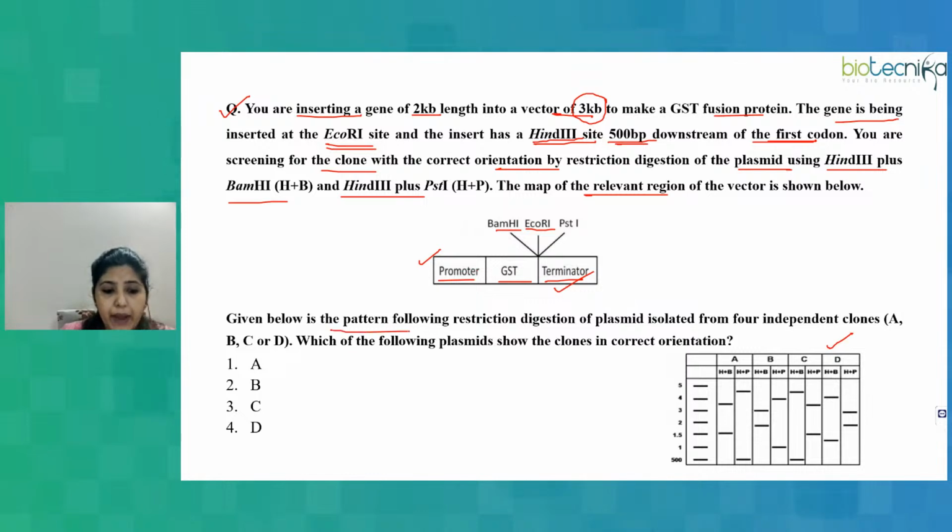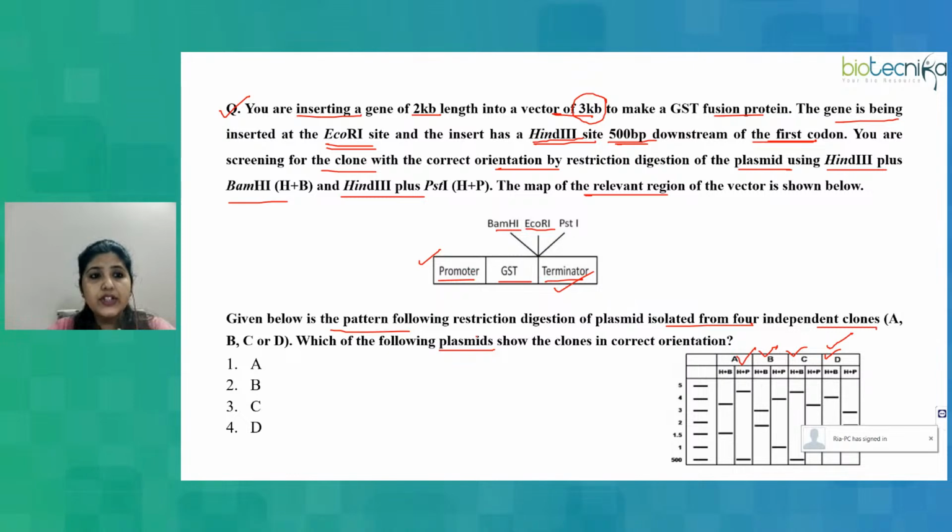Now given below is the pattern following restriction digestion of the plasmid isolated from 4 independent clones A, B, C, and D. Which of the following plasmids show the clone in the correct orientation? So I'm giving you around 3 minutes to solve this question. Read the question carefully. Although these questions appear to be very difficult, believe me, if you know the strategy of solving such questions, you can easily solve them.